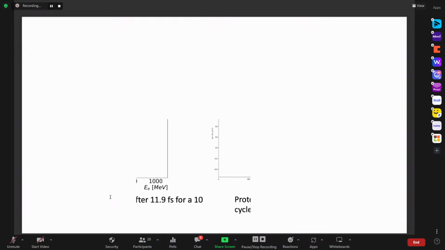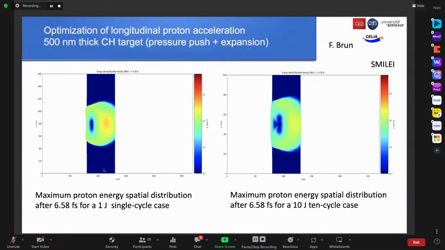And so just to finish, I won't have time, but I wanted to show here the maximum proton energy spatial distribution in the single cycle case versus the 10 cycle case at a given time. It is mostly to show that in the single cycle case, where we get very efficient acceleration, the acceleration starts from inside the target.